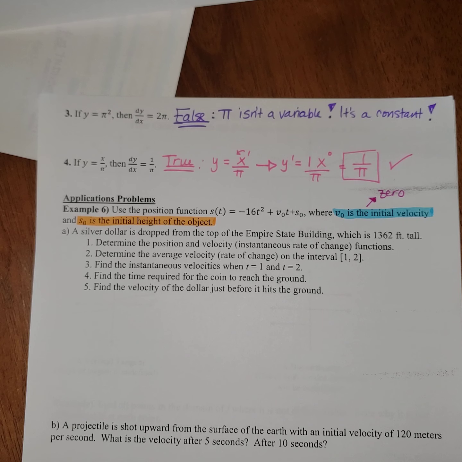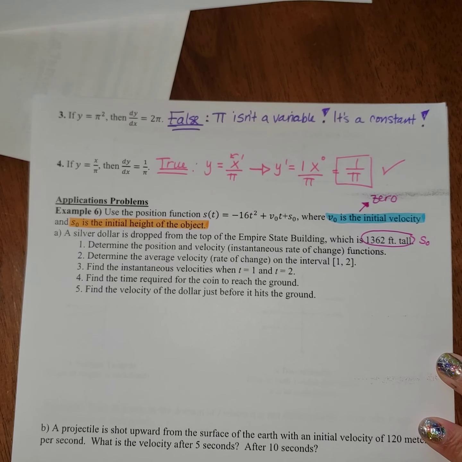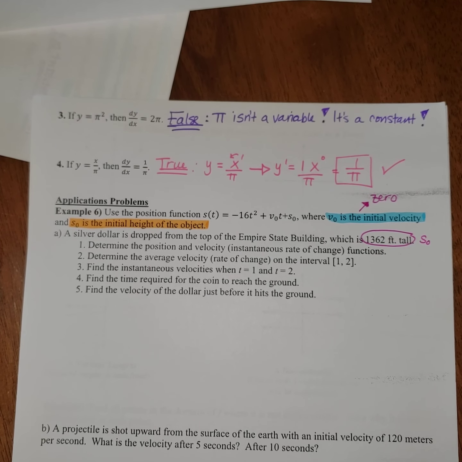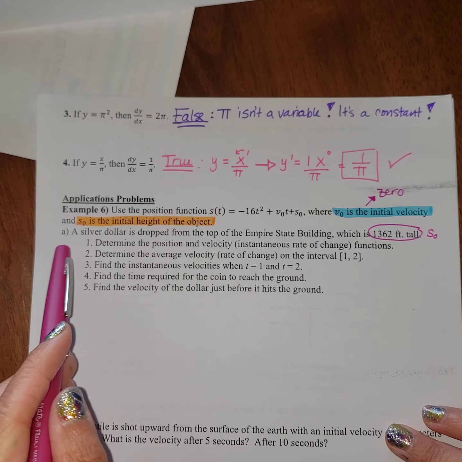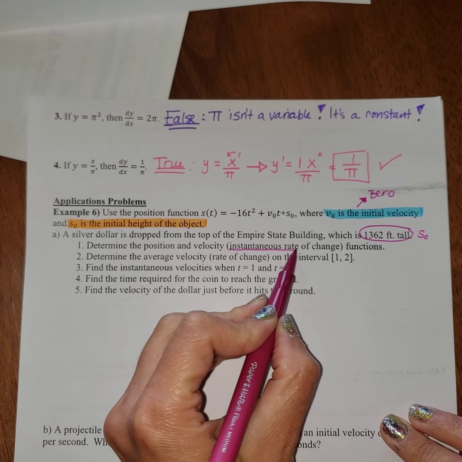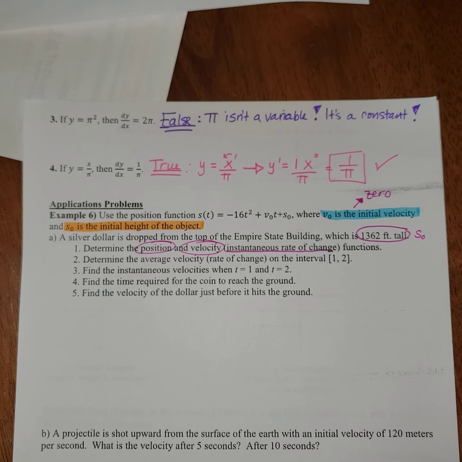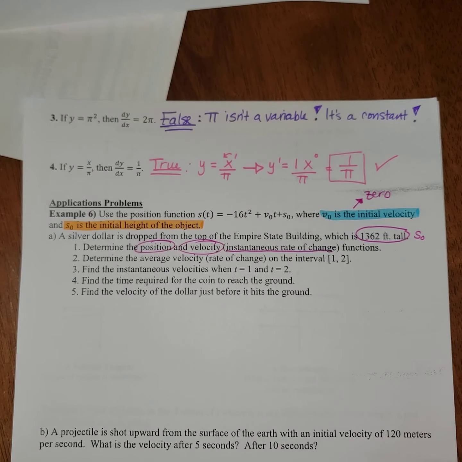Okay. So a silver dollar is dropped from the top of the Empire State Building, which is 1,362 feet tall. So this tells me s naught, the initial height, because that's how tall we're dropping the silver dollar from. So number 1, it says determine the position and velocity, which is instantaneous rate of change, functions. So we're determining 2 functions, position and velocity. The position is going to come from this. We just have to plug in what we know. So we'll answer number 1 down here.